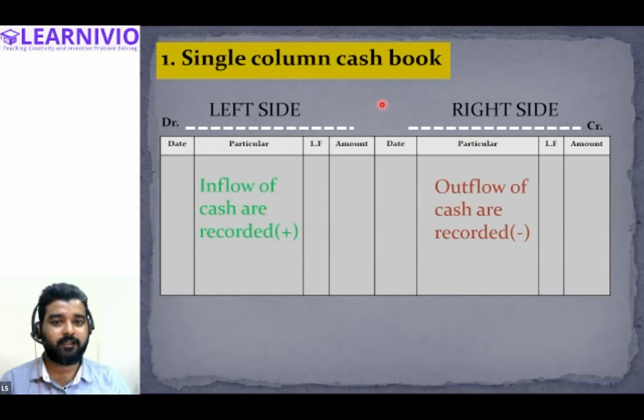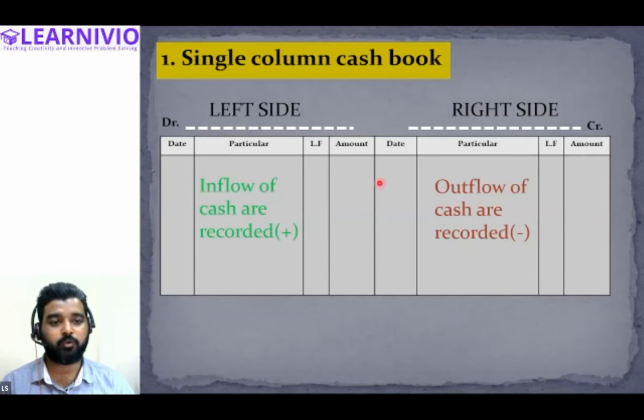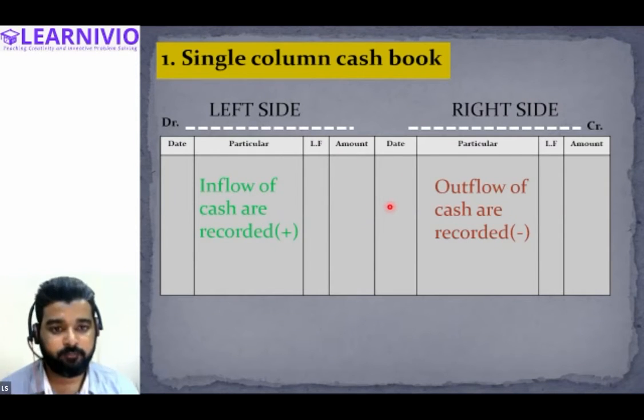So is it clear, everyone? Is it clear what is cash book? Is it clear what are the different types of cash book? And is it clear what the cash book looks like? Yes, sir, clear. So this is basically cash account. You can say this is cash account.